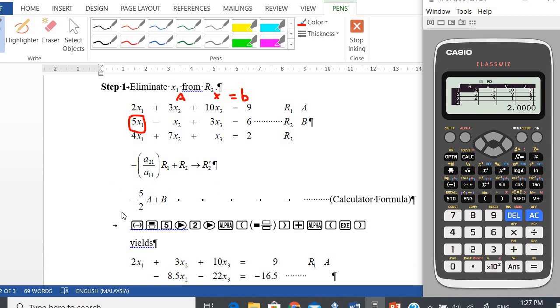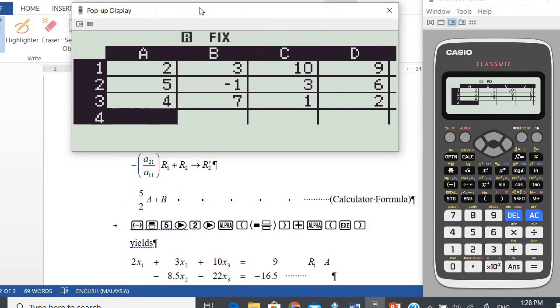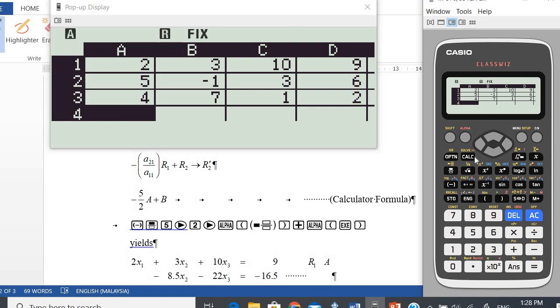Okay, now we are going to input the row operations of step 1 into the spreadsheet menu. And we put the result of the new row 2 into row 4 in the spreadsheet, which is the alpha equal. This is an assignment equal. So we have negative 5.